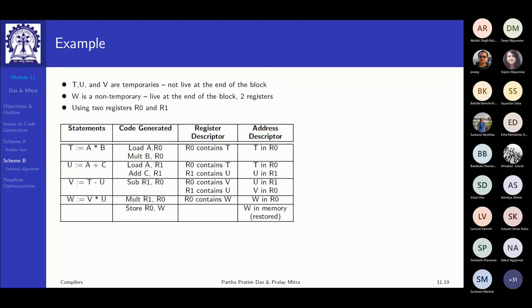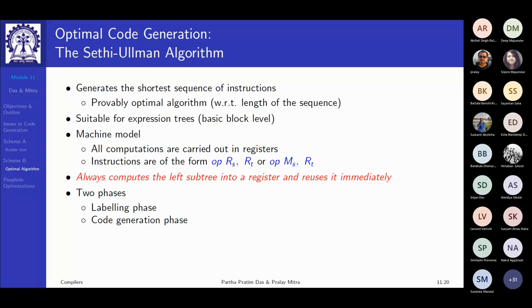So using this, you can very simply generate code. It's not going to be optimal or often very good, but this is a simple way to keep on reusing the registers, keeping track of the next use and live information. So you will usually do a decent job by doing this. Now, that was a simple way to do scheme B. Now we will tweak on this to generate optimal code.